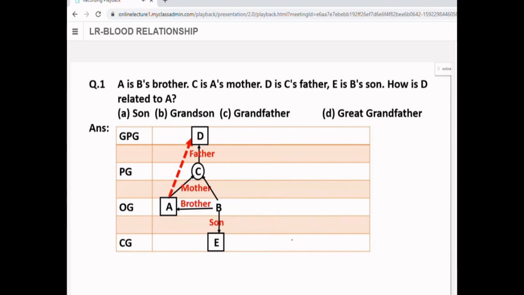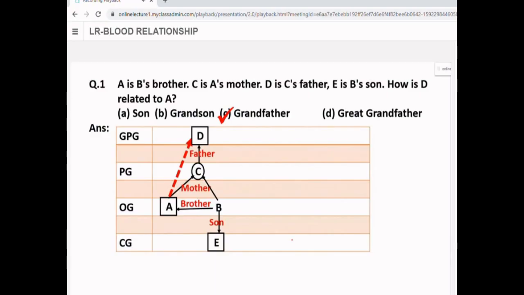Easy, no? In which line is it? The GPG line, so it is "grand": either grandparent, grandfather, or grandmother. Being a rectangle, it is father's side, male. So it is grandfather. Very easy. So the first question is over.